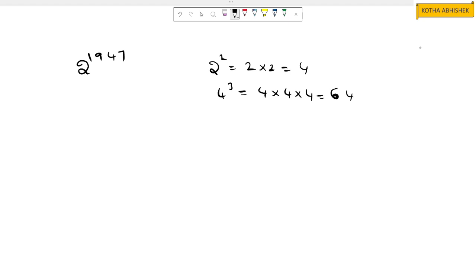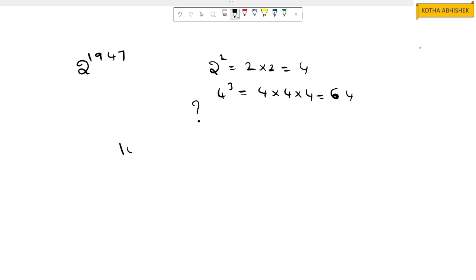Okay, the next kind of digit question is, for example, if I have a number 2 power 1947. For example, if we have a number 2 power 2, it means 2 2s are, that is 4. And if I have something 4 power 3, that means 4 into 4 into 4, which is equals to 64. Now here 2 power 1947 means 2 into 2 into 2 and so on, 1947 times, right? So like that, if you write it out you will get some answer. In that answer, how many digits are there? That is the question.